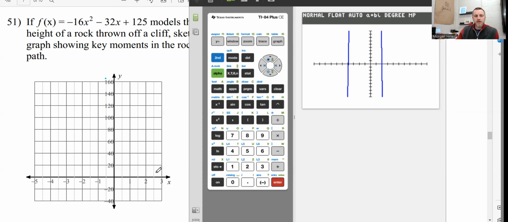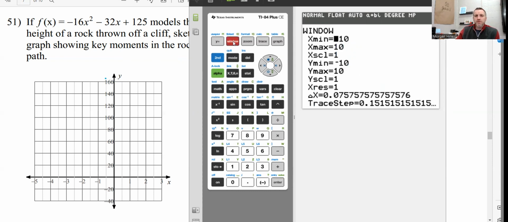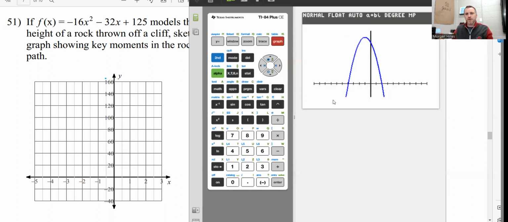You'll notice that the graph I've given you goes from negative 40 to 160 on the y-axis. So you can actually use that. I don't like to use the zoom in and out features, but if you hit window, it gives you the option to change the x minimum and maximum, as well as the y minimum and maximum. Those are the only four things you'd want to change probably. And I'm just going to make my y values match the y values that you see on the paper. And when I do that and I hit graph, now it looks like a quadratic function.